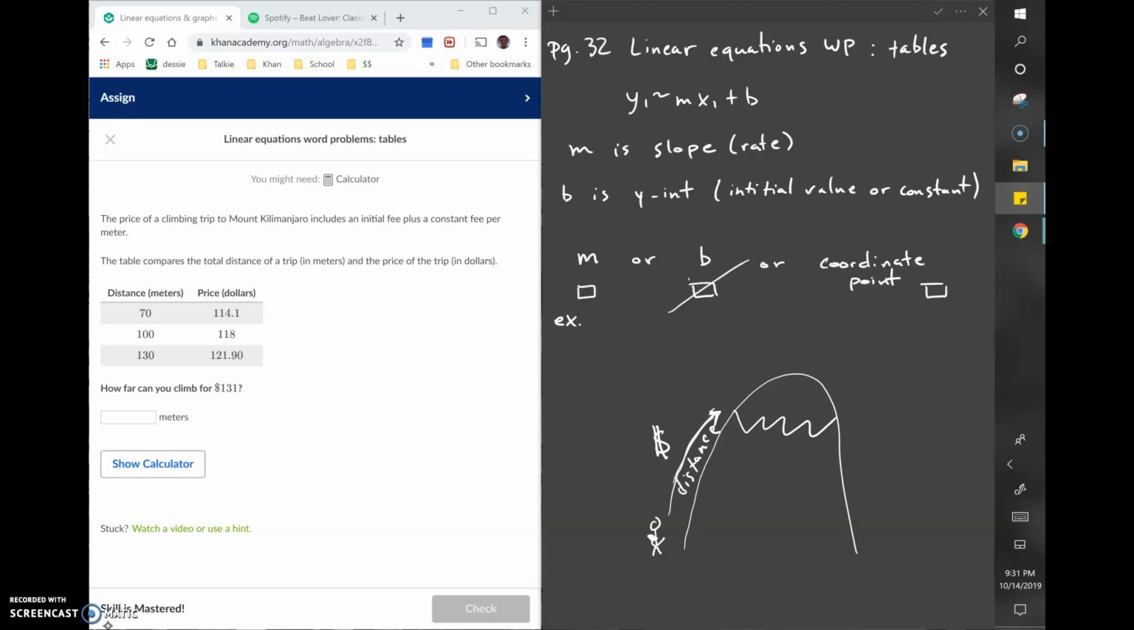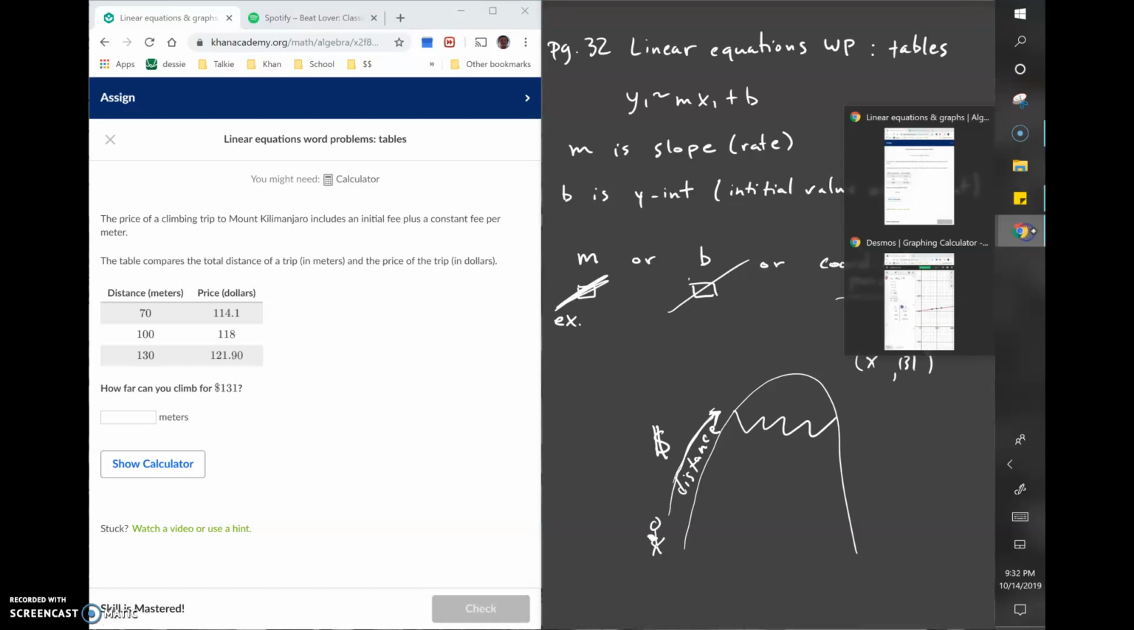So we know that's not asking us for the initial fee. It's not asking us for a rate. It doesn't use the word per. It doesn't say for 1 meter like the last problem did. So it's asking us for a coordinate point, and we can deduce from that, since the number it gives us is a dollar amount, and we know that y represents dollars, that it's saying the y value is 131. What's the x value?